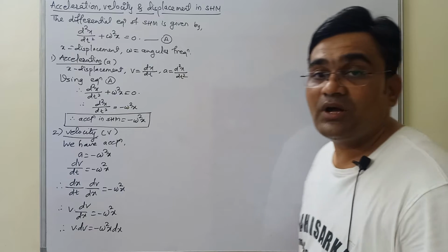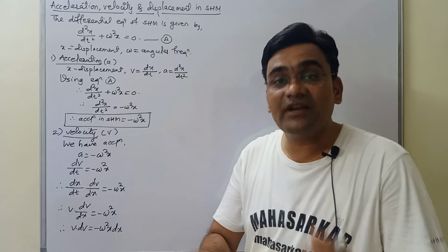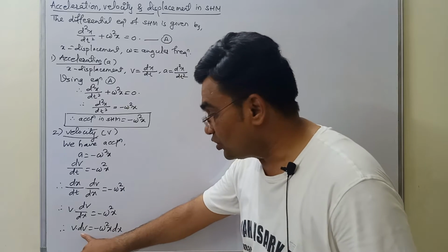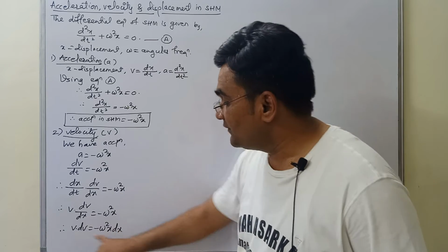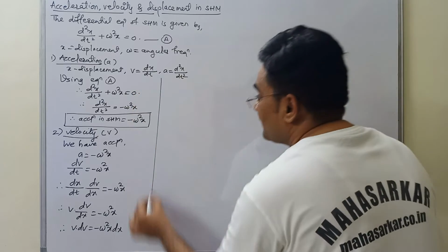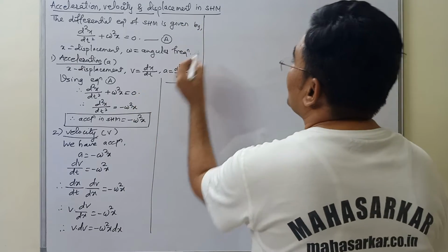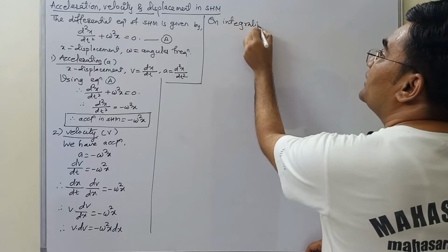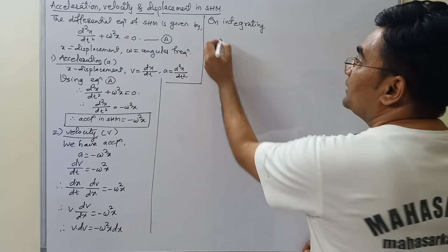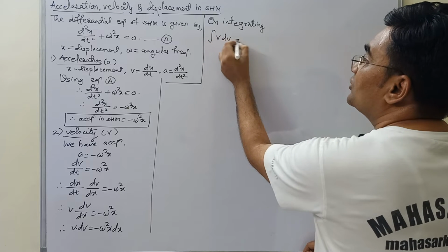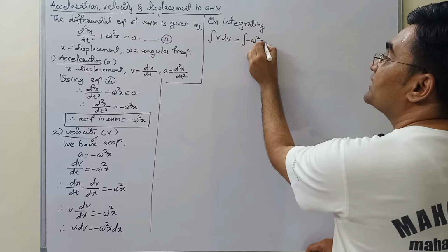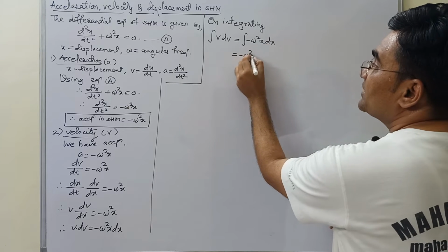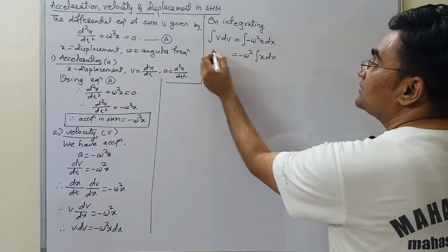Now it is the method of separation of variables in the differential equation that you have learned in mathematics. So to obtain the actual function, we have to integrate this. On integrating, we shall get the integral of v dv equal to the integral of minus omega square x into dx, where minus omega square is a constant.